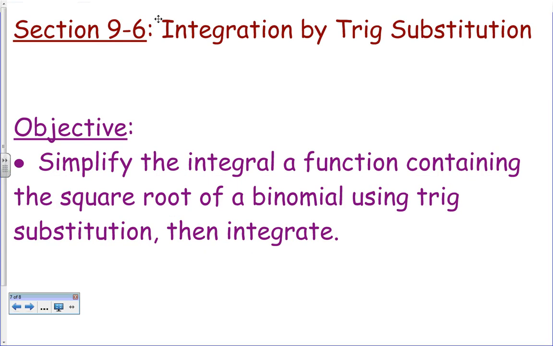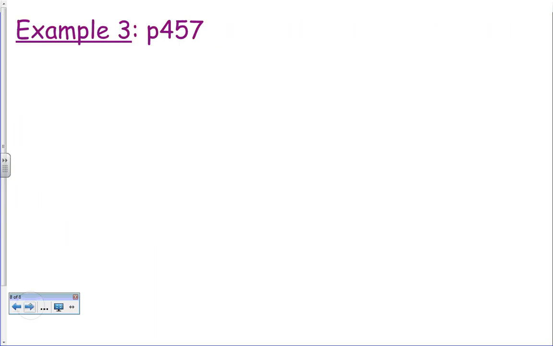Section 9-6 is on integration by trig substitution. The objective is to simplify the integral of a function containing the square root of a binomial using trig substitution and then integrate. All right, so let's take a look at one more example of trig substitution. This one involves actually a definite integral.